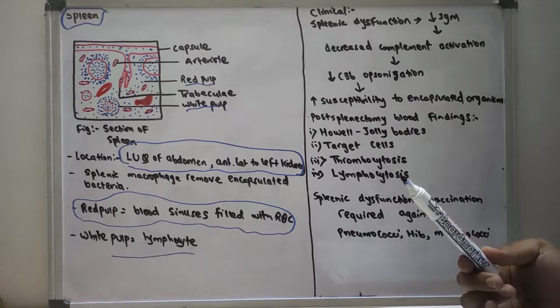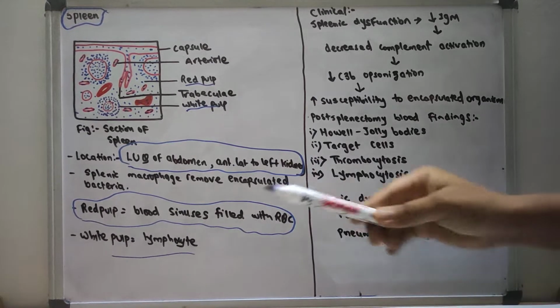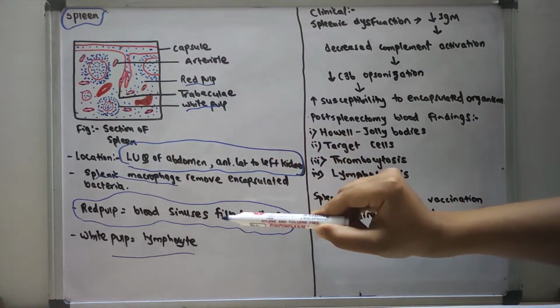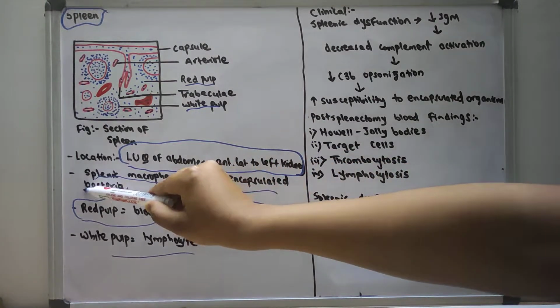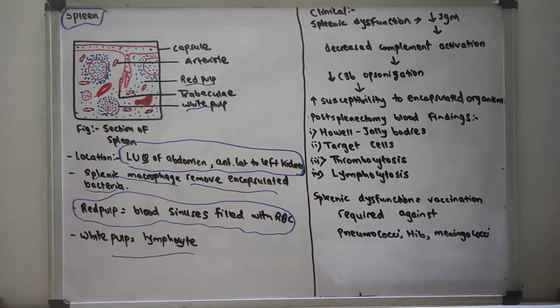The main function of the spleen is that the splenic macrophage present in the spleen removes the encapsulated bacteria. So the person who has splenic dysfunction is very susceptible to the encapsulated organisms.